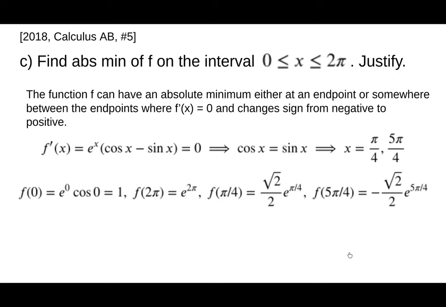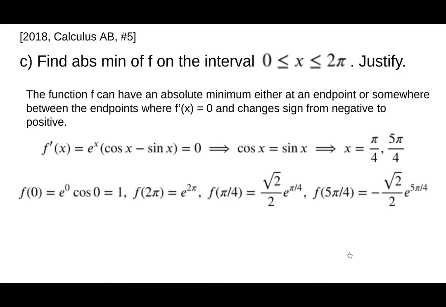Well, f of 0 is e to the 0 times cosine 0. That's equal to 1. f of 2 pi is e to the 2 pi. f of pi fourths is square root of 2 over 2 times e to the pi fourths. And f of 5 pi fourths is negative root 2 over 2 times e to the 5 pi fourths. Now notice that of all 4 of these values, we did check both endpoints. When you find an absolute maximum or minimum, you need to check the endpoints.